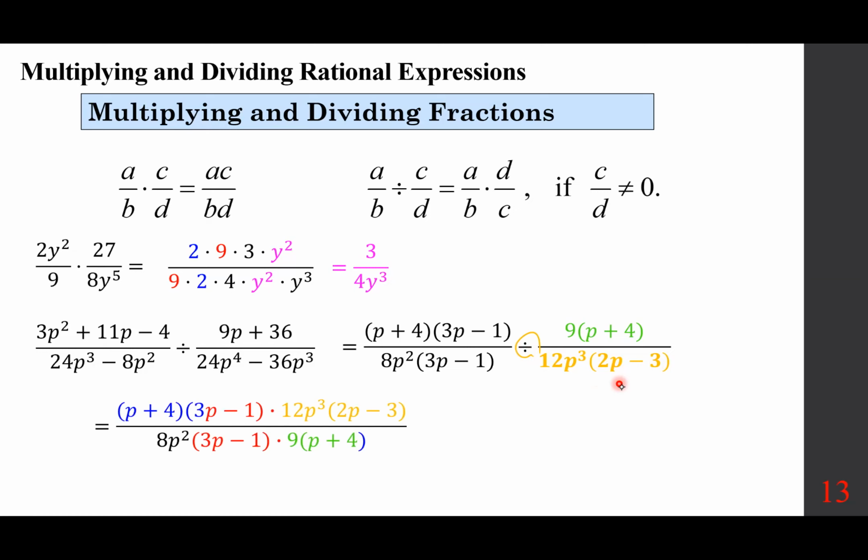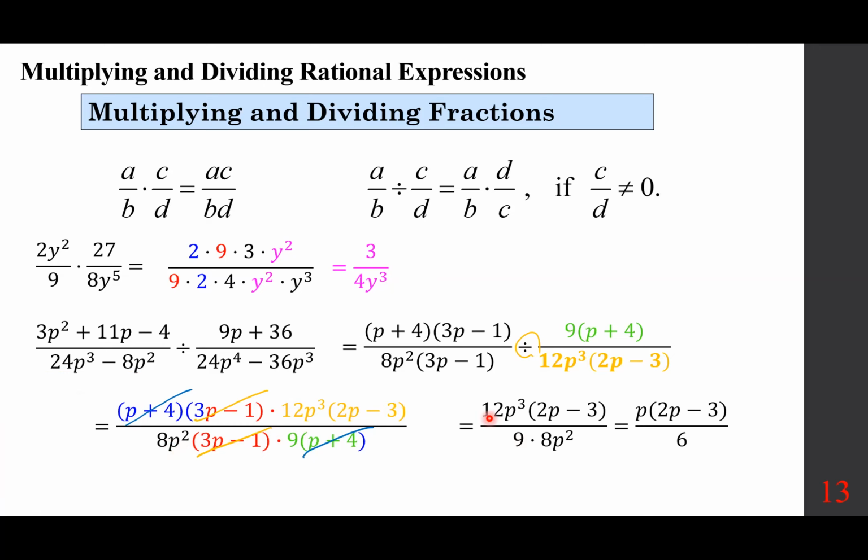And so p plus 4 cancels out p plus 4. Three p minus 1 cancels out 3p minus 1. We can do more canceling, but let's write them so it doesn't get crazy. So what is left from the top is 12p cubed times 2p minus 3. From the bottom is 8p squared.